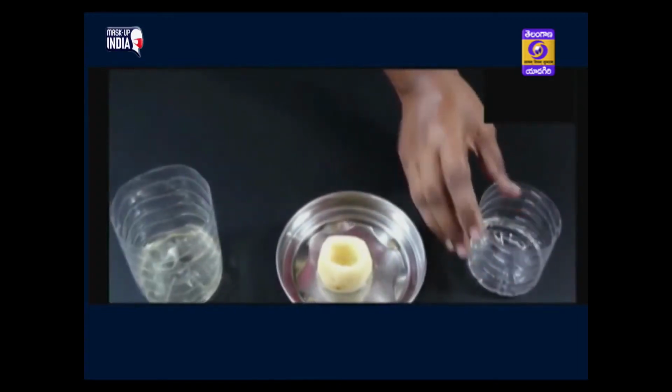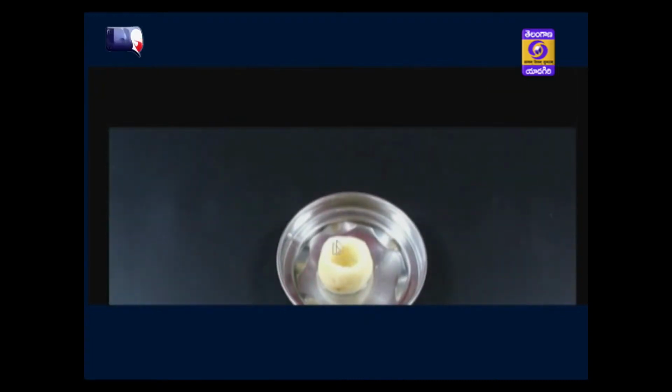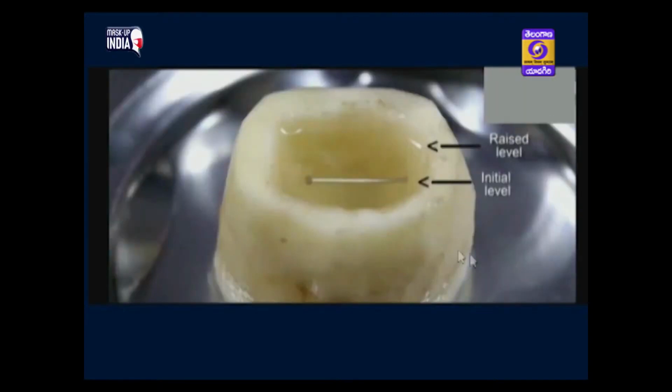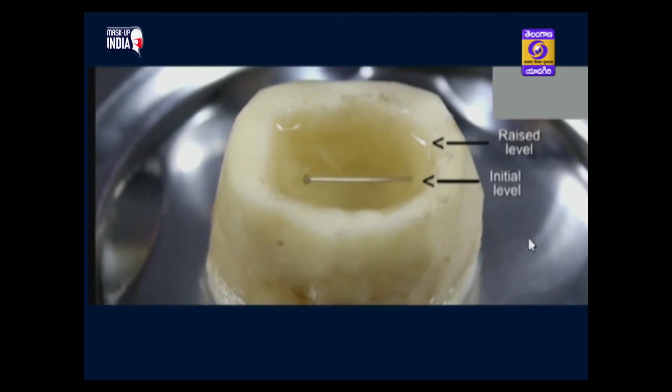So, children, now you can see in the plate we have less concentrated solution and in the potato we have more concentrated solution. So, the water molecules move from the less concentrated to the more concentrated solution; here the cell membrane of the potato cells acts as the permeable membrane. You can see the raised level in the potato.